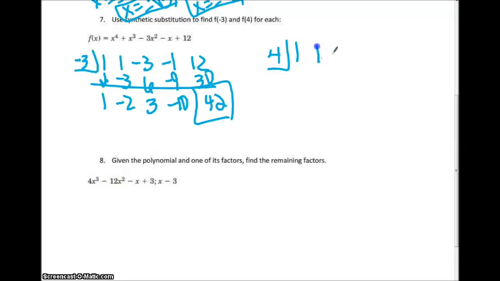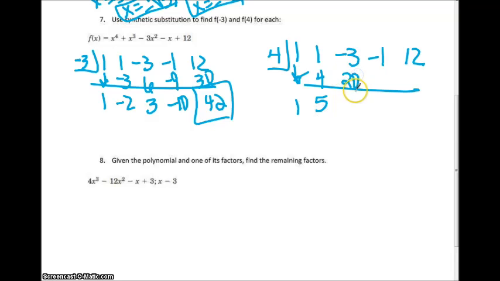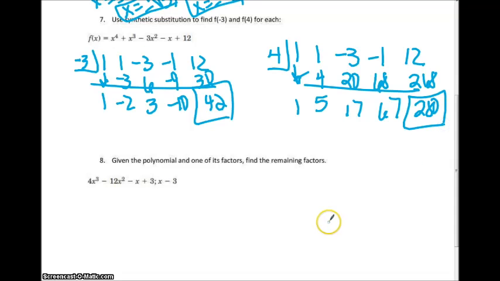You have 1, 1, negative 3, negative 1, 12. Bring down your 1. You have 4, 5, 20. 20 minus 3 is 17. 4 times 17 is 68. 67. 4 times 67 is 268. So 280 is your answer.